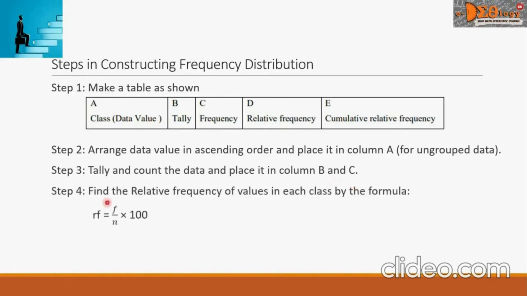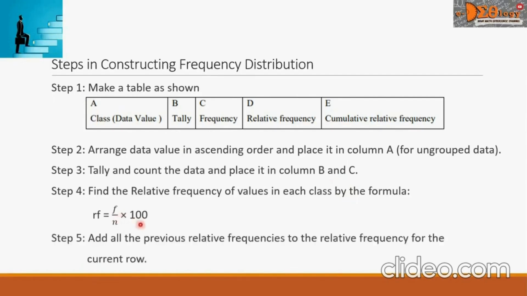Step 4, find the relative frequency of values in each class by the formula Rf equals F over N times 100. Step 5, add all the previous relative frequencies to the relative frequency for the current row.